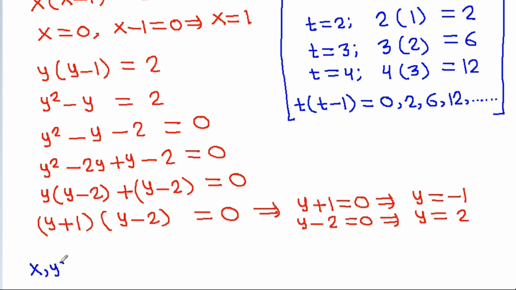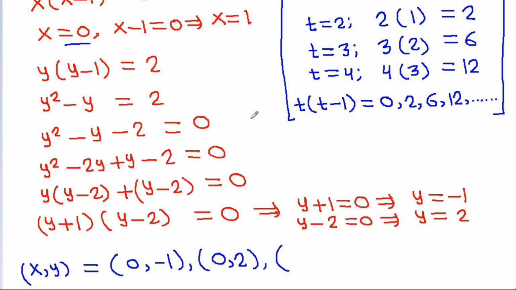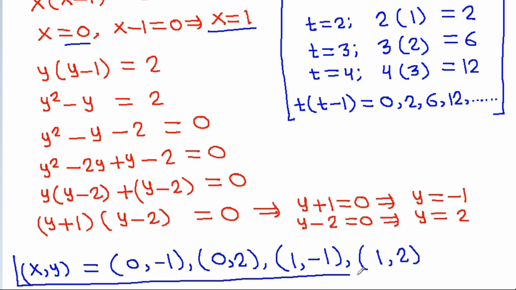So x, y, it can be equal to x can be 0 and y can be minus 1, and x can be 0, y can be 2, and x can be 1 and y minus 1, and x can be 1 and y 2. These are the 4 values of x and y.